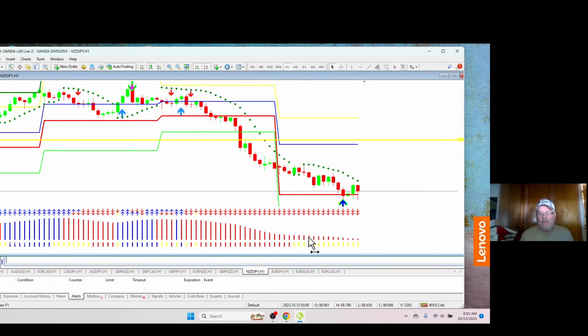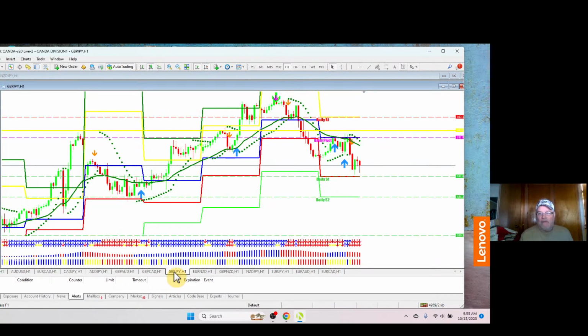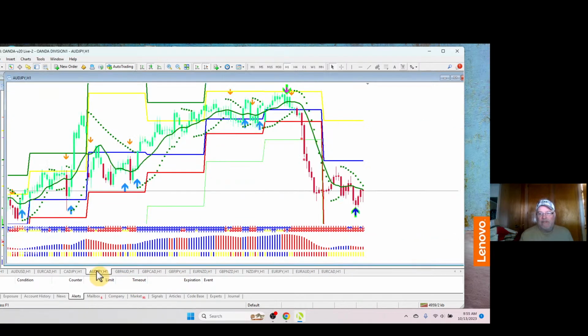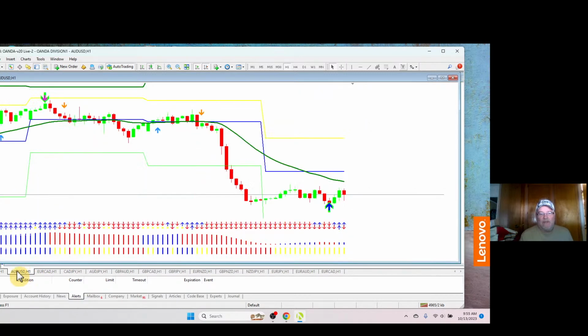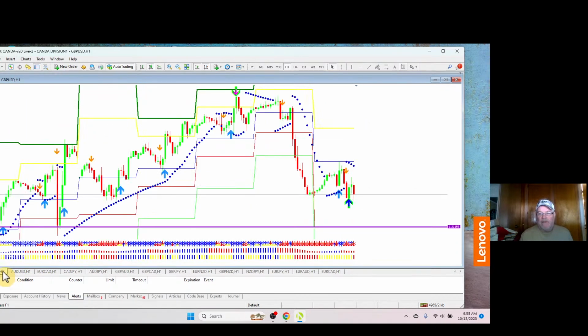Need to go back and look. New Zealand yen. Less than 5 minutes until the 1 hour candle ends. Pound yen. Aussie yen. Looks like the same thing as the pound yen. Aussie dollar. Pound dollar.